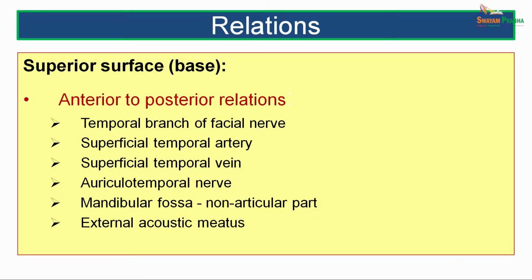We then go on to study the relations of the base or the superior surface. The superior surface is related to the structures in anterior to posterior direction, that is the temporal branch of the facial nerve, the superficial temporal artery and vein, the auriculotemporal nerve, the mandibular fossa, that is the non-articular part of the mandibular fossa, and the external acoustic meatus.